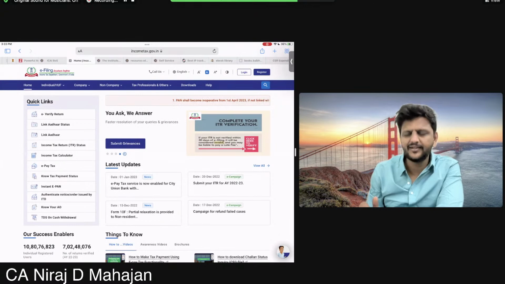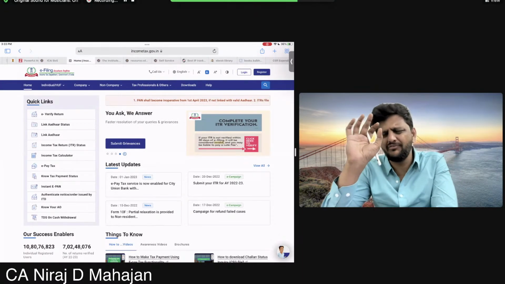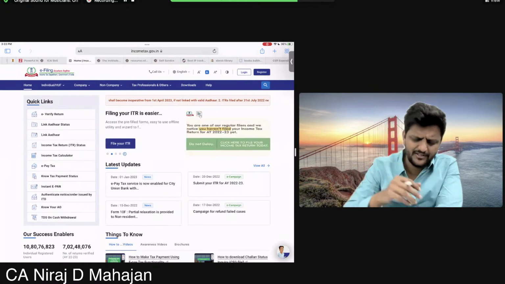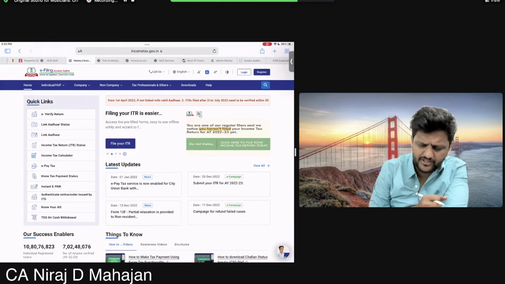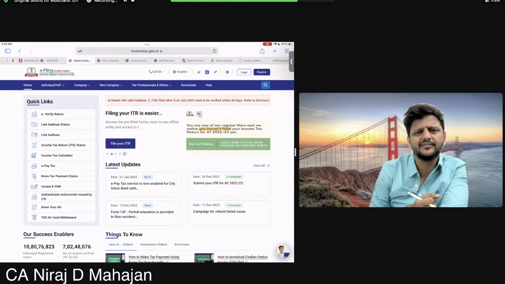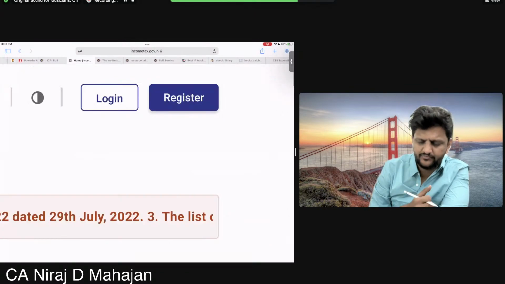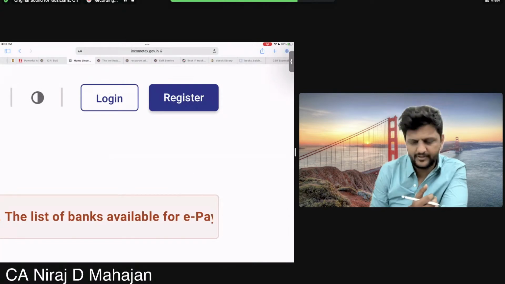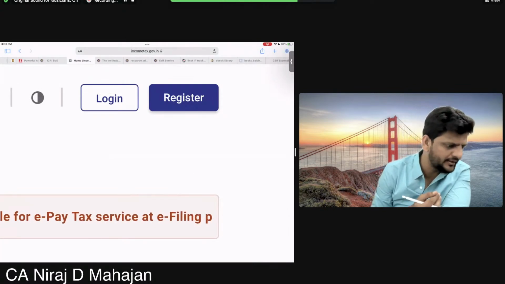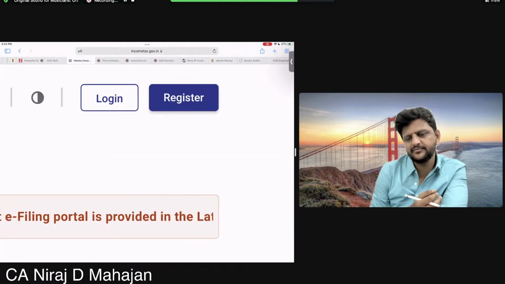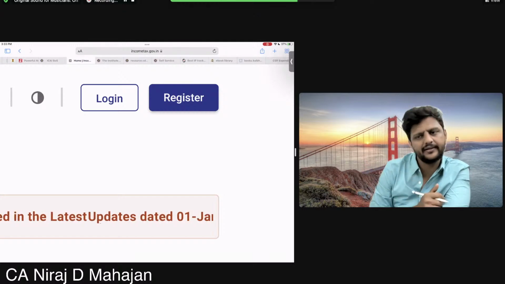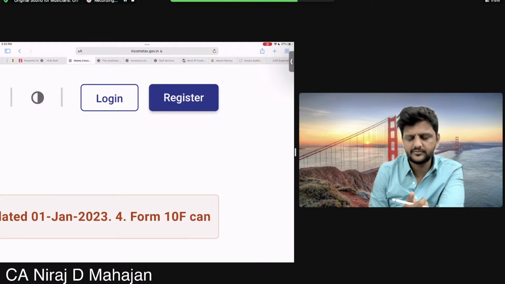Check here. The first thing you see on the website, what do you see? PAN shall become inoperative from 1st April 23 if not linked with Aadhaar. Linking means matching. Basically, you have to log in to this, your income tax website, as per your PAN and enter your Aadhaar details. This is your PAN and Aadhaar linking. Clear? Understood everybody?